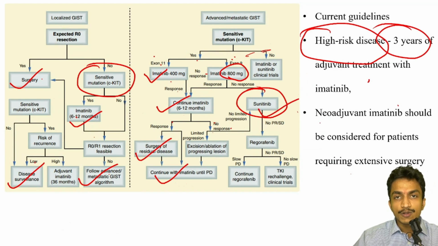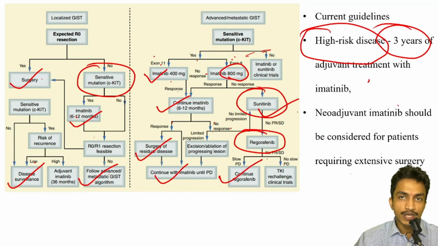In that also, if it is not a stable disease or there is no response, then we shift over to Regorafenib. In that case, if there is slower progression, then we can continue Regorafenib. That means it is somewhat effective. If it is not at all responsive, so there is progressive disease, then we can re-challenge the patient with Imatinib, or we can shift over to a chemotherapeutic regimen. So this is all about the treatment of GIST.